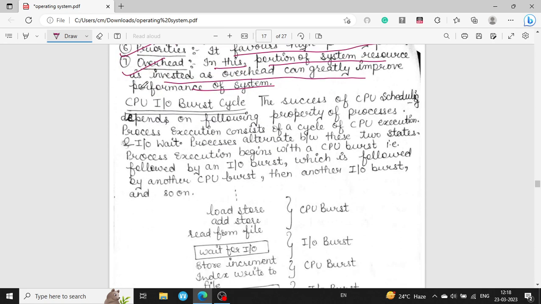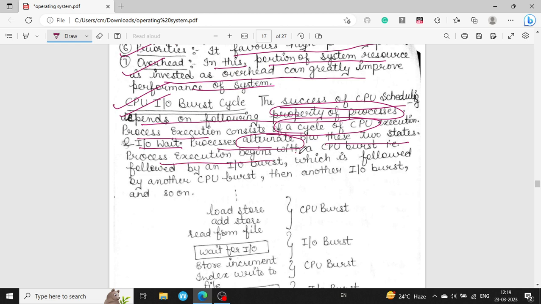Now next point is the CPU input output burst cycle. The success of CPU scheduling depends on the following property of processes. Process execution includes a cycle of CPU execution and input output wait. Processes alternate between these two states. Process execution starts with a CPU burst, followed by an input output burst, which is followed by another CPU burst and then another input output burst, and so on. You can see this in this diagram.